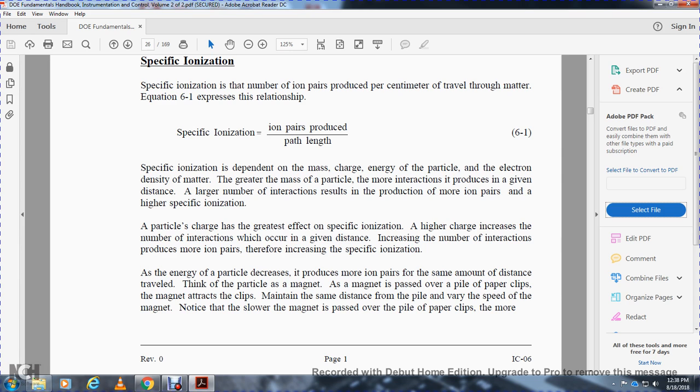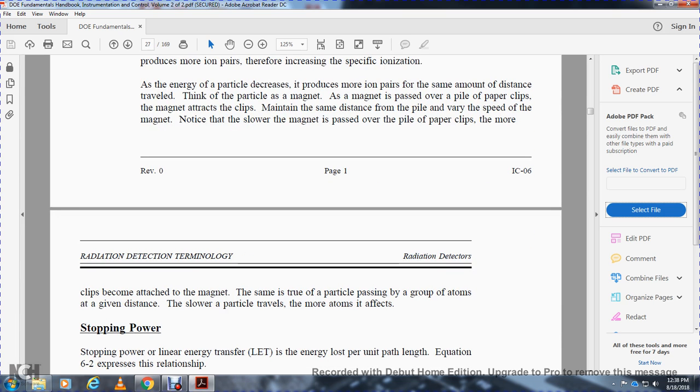Think of a magnet being moved over a pile of paper clips, with the magnet attracting the clips. Maintain the same distance over the pile, with variable speed over the magnet. Note that if the magnet is passed more slowly over the pile of paper clips, more clips are attached to the magnet. The same is true of particles: for a given distance, a slow particle affects more atoms.